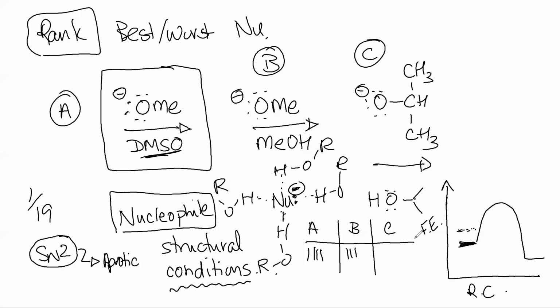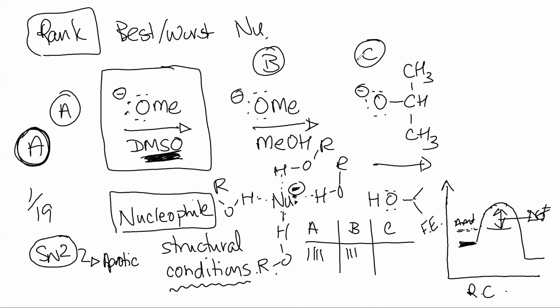Okay, so the next question is, how do we know if we're dealing with SN1 or SN2? We'll deal with that in a second. So the energy level in an aprotic solvent is going to be higher. So this activation energy, this delta G dagger, is going to be smaller. So if methoxide is going to be your nucleophile, the best conditions would be in an aprotic solvent. So A should be the best nucleophile.